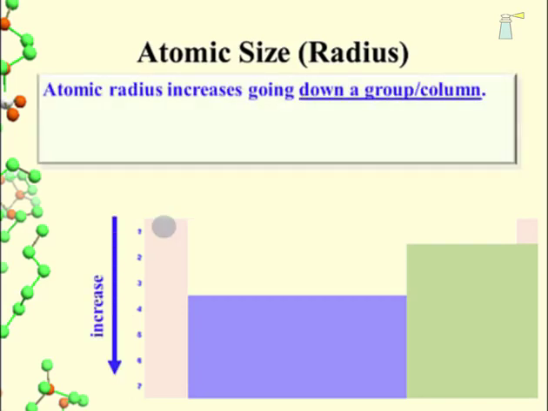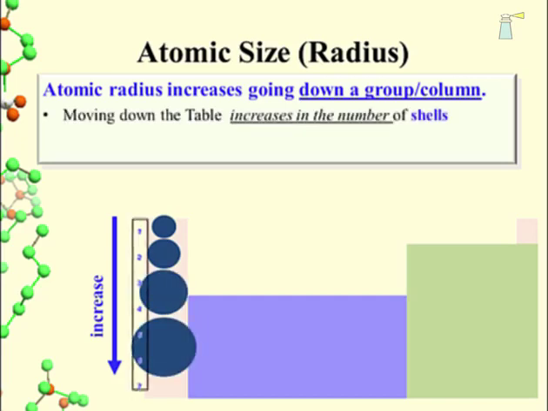To the trends. Atomic radii increases going down a group or a column. Why is that? Moving down the table increases the number of shells. And as we've seen, the larger the shell, the bigger the orbitals. Bigger orbitals mean bigger atoms.